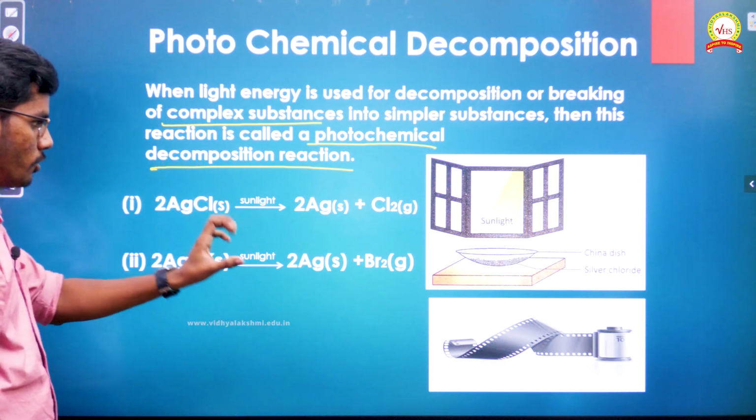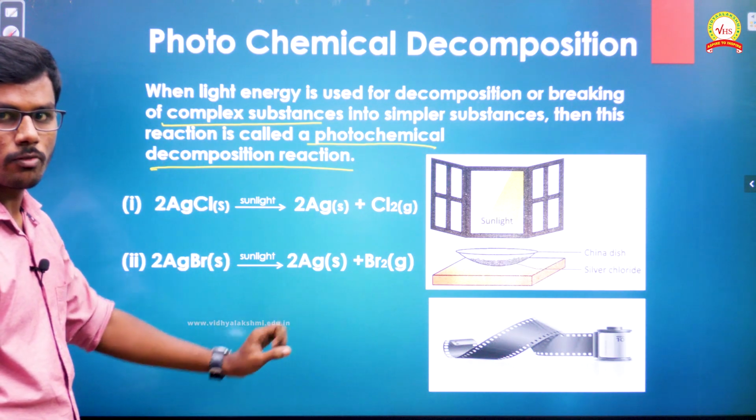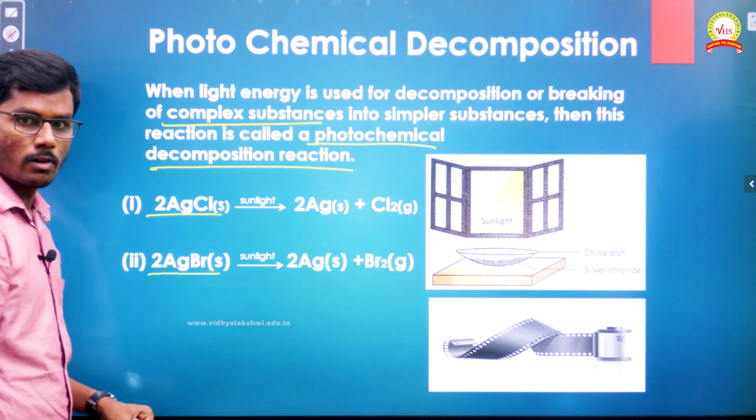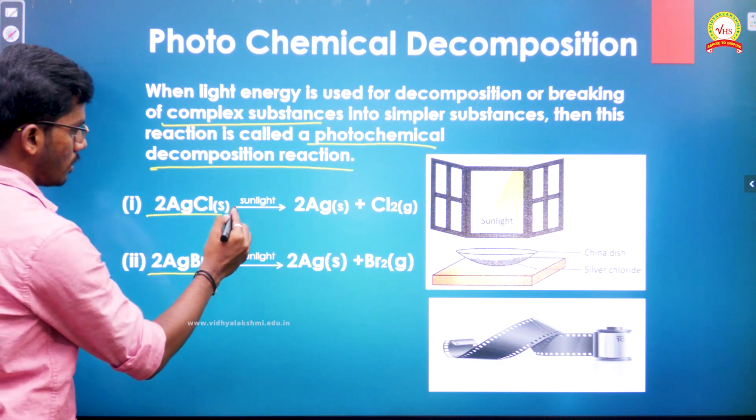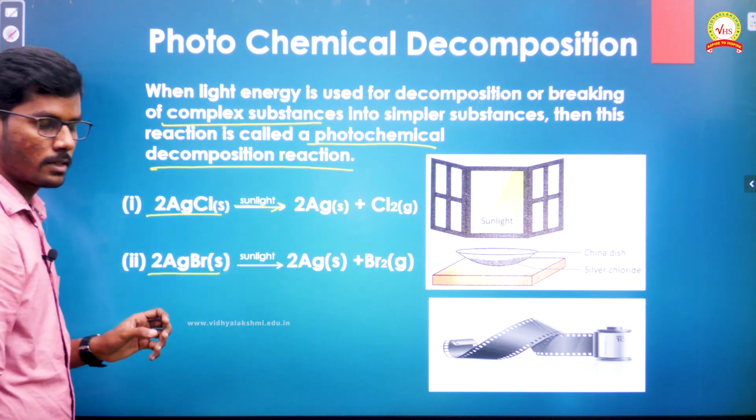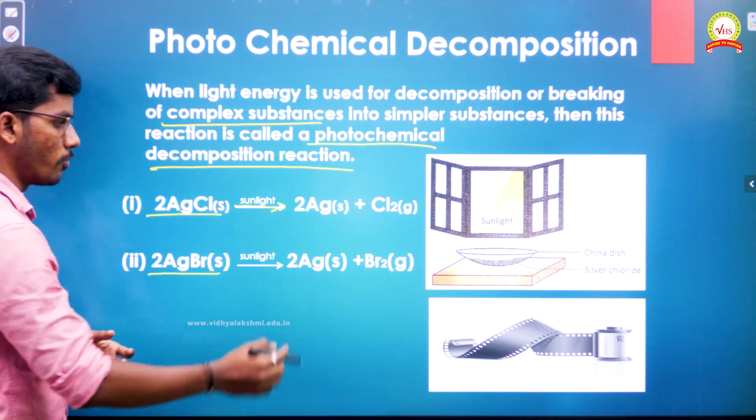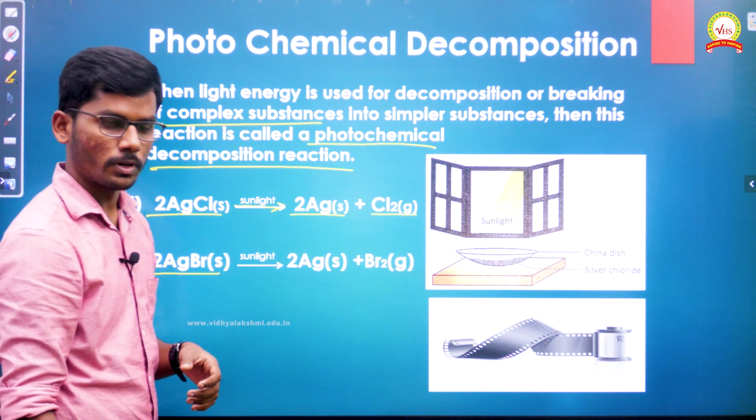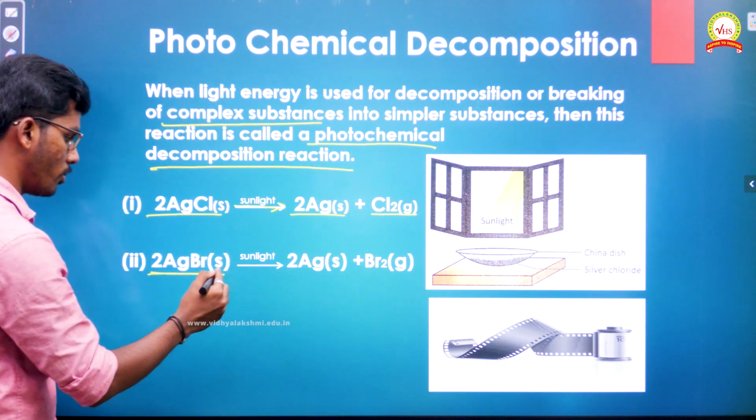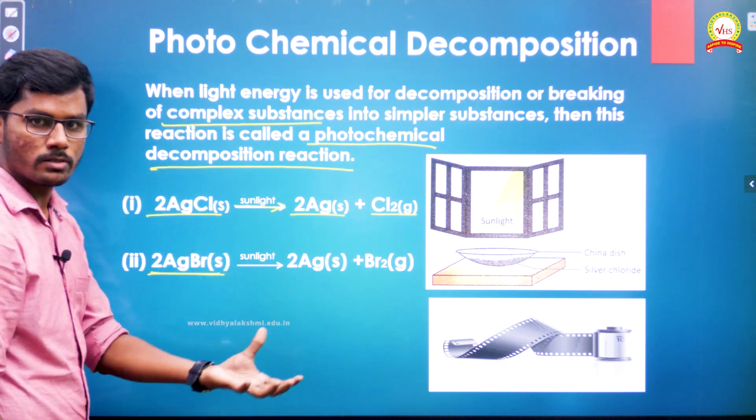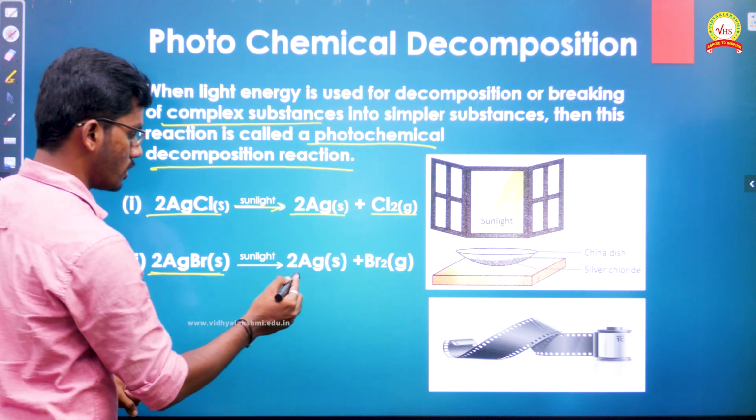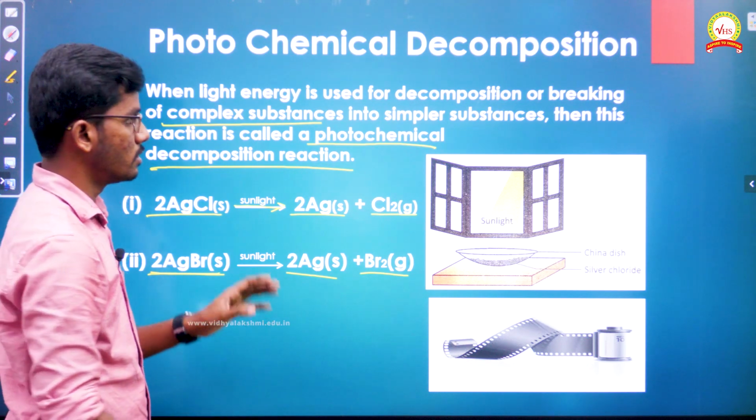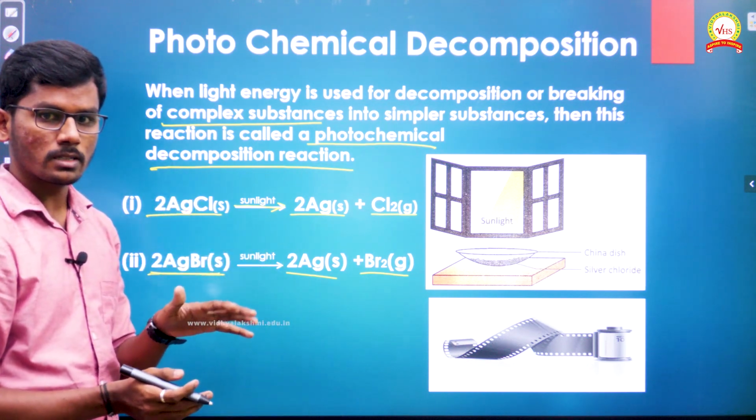So just a few examples I have just included here for photochemical. The very known example is silver chloride and silver bromide. When these compounds are passed by the sunlight, it tends or it breaks down to form silver. In addition to that, it also forms chlorine gas. In the same way, when sunlight passes into silver bromide, it decomposes to form silver as well as bromine gas. So this is just decomposition reactions and types.